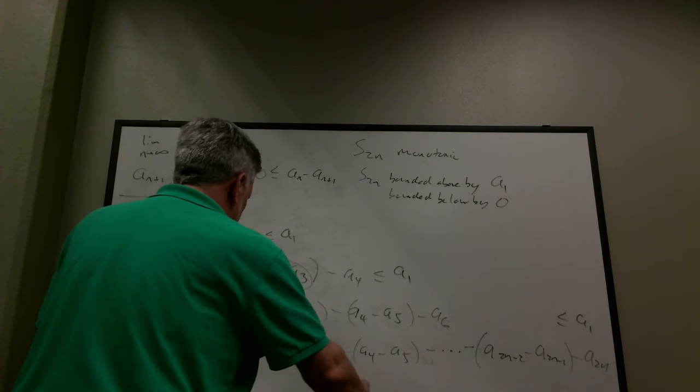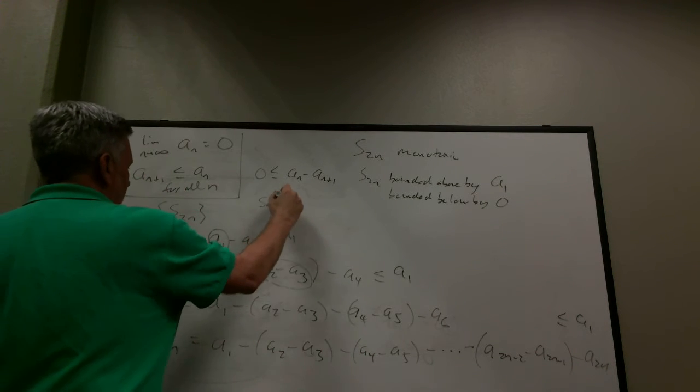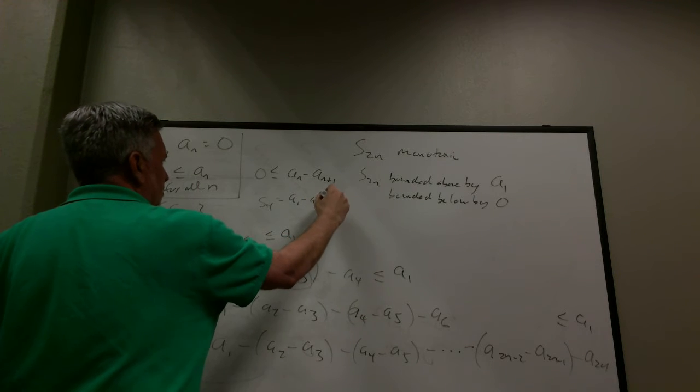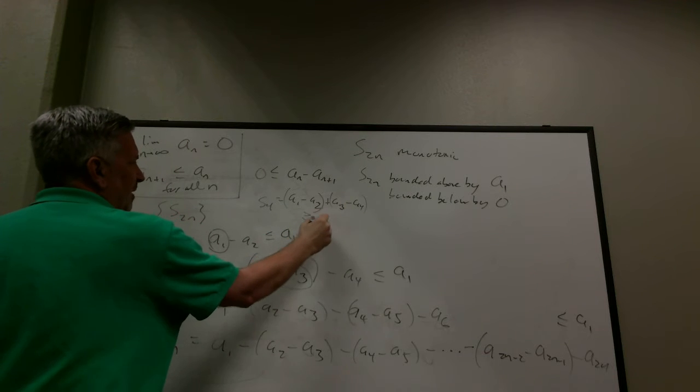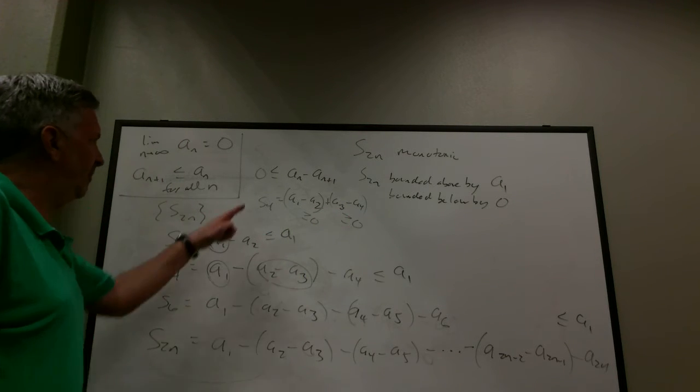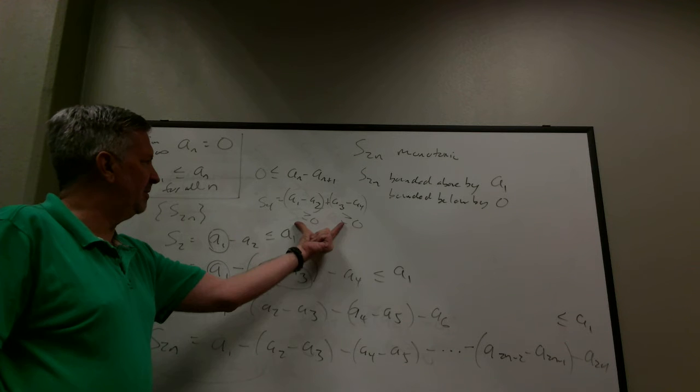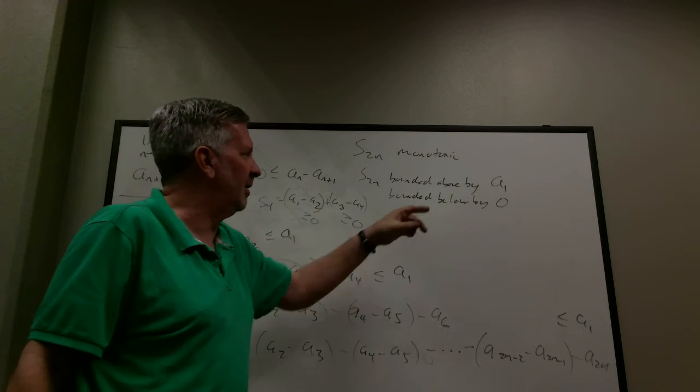So the way I had it before, well, let me just write S4. S4 was A1 minus A2 plus A3 minus A4, and we grouped it this way. That's greater than or equal to 0, that's greater than or equal to 0 from this. So the sum is greater than or equal to 0. That's true for all the Sn. So we're bounded below by 0.